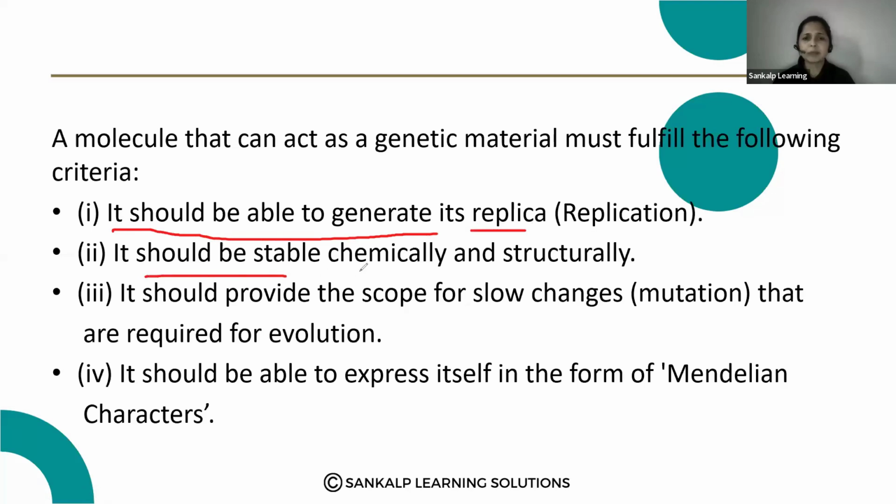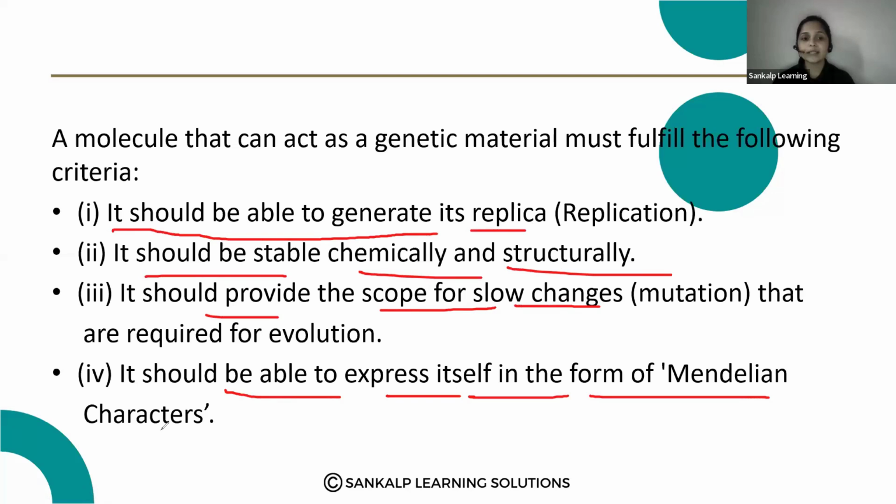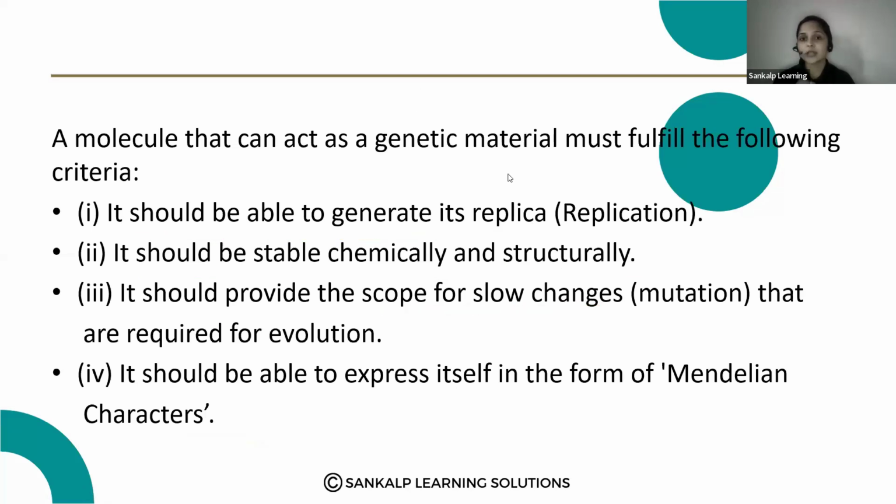It should be stable chemically and structurally. It should provide the scope for slow changes. So there should be mutation, which is required for evolution. It should be able to express itself in the form of Mendelian characters. So these are the characteristics that the molecule acting as a genetic material should have. Okay. A 2-mark question, one of the very important questions.